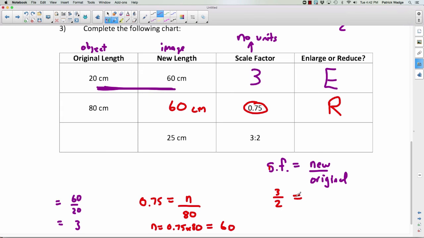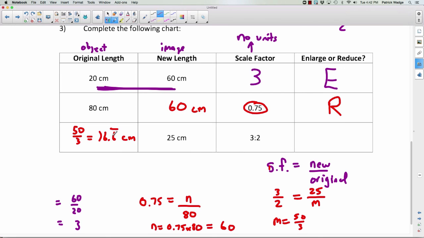All right, do we know the new? Yeah, we do. The new is 25. Do we know the original? No, we don't. Let's call it, I don't want to call it O because it looks like 0. I'll call it M. Okay, we could solve this by cross multiplying. M equals 2 times 25 is 50 divided by 3. You could put that as your answer, 50 over 3. Or if you divide that, you get 16.6 repeating centimeters.